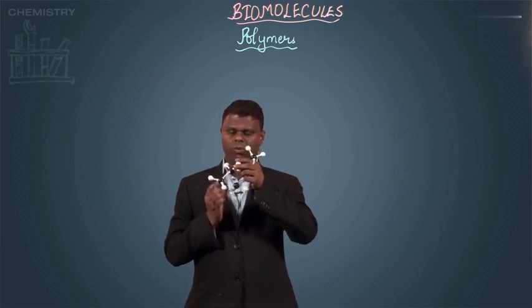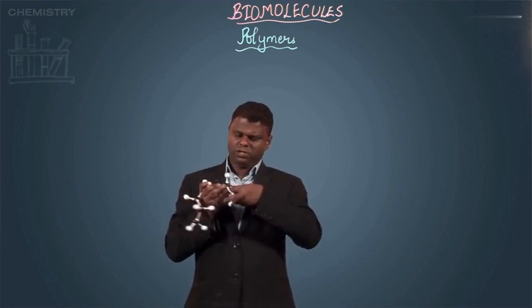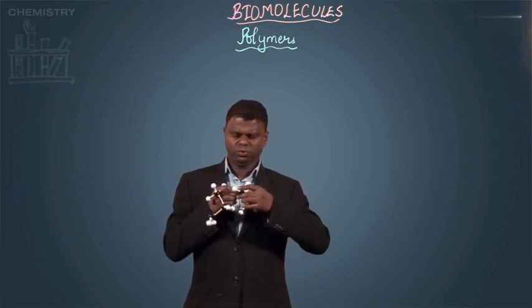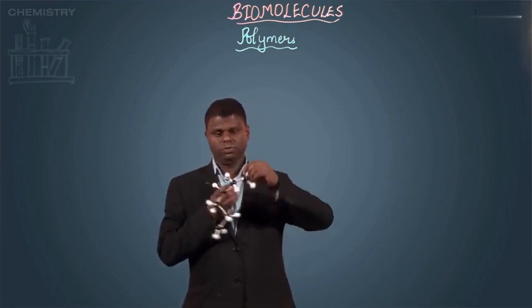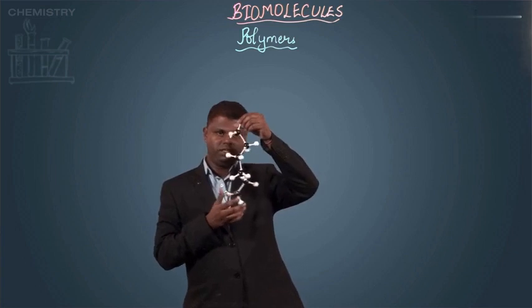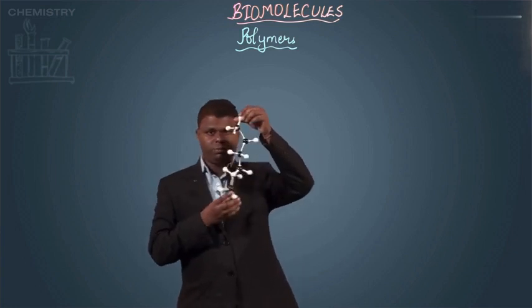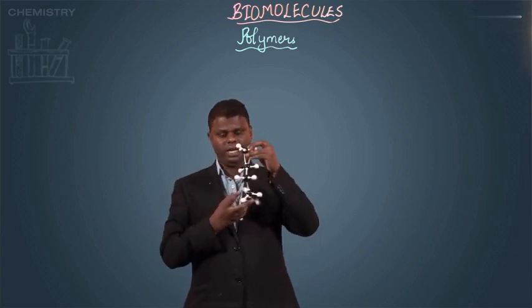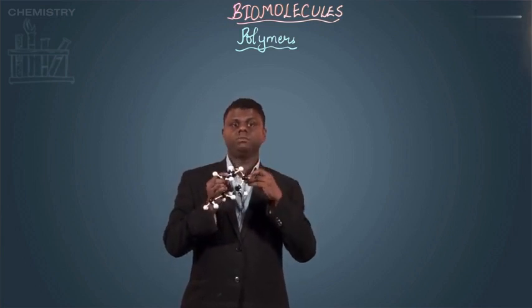Now I have one more. So I am breaking the double bond again and then connecting it to another molecule. If you could observe, this has formed something like a network type of structure, something like a chain in which all the atoms are connected end to end. So this is nothing but a polymer.